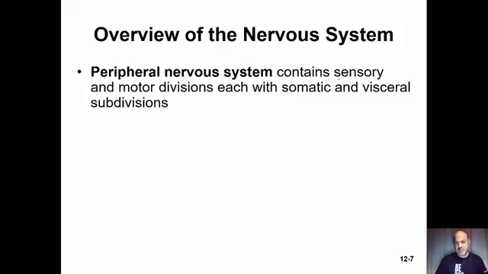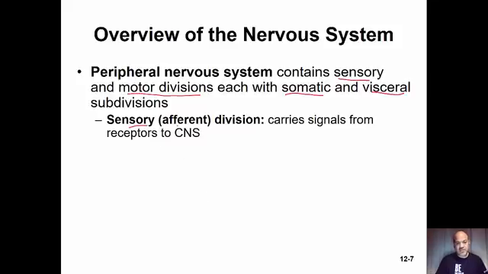Okay, so the peripheral nervous system is going to contain both sensory and motor divisions. Sensory is going to bring information in, motor division is going to send information out. And for each of those divisions, both the sensory and the motor are going to contain a somatic and visceral subdivision. So the sensory has a somatic and visceral subdivision, and the motor division has both somatic and visceral.